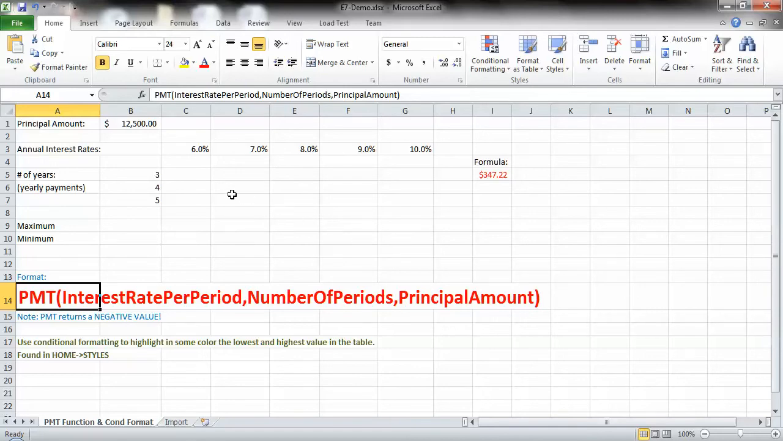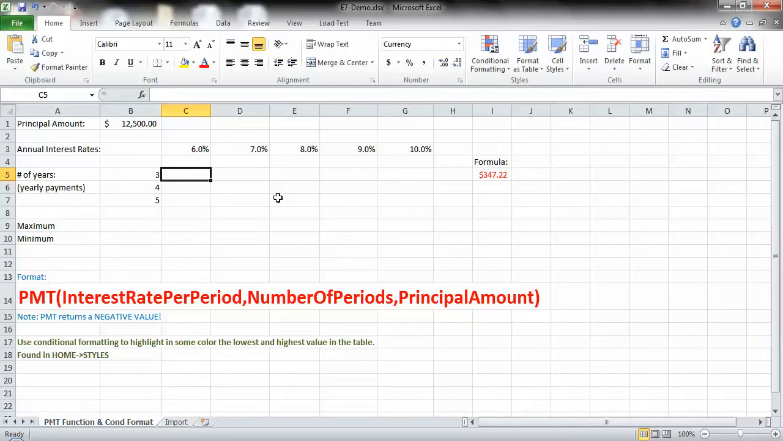Looking at this example up here, here's our principal amount, here's our annual interest rate, and we're going to try different values for the annual interest rate, and here is the number of years that we'll have to pay off this principal: 3, 4, and 5. We're going to try different alternatives here. Let's take note that we're making payments yearly. Maybe that's impractical, but it's going to complicate things, and I'm going to show you that in a minute.